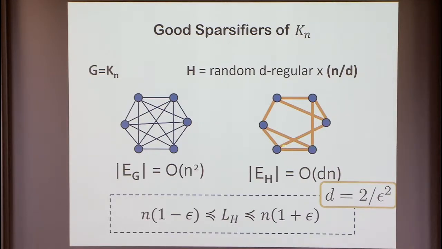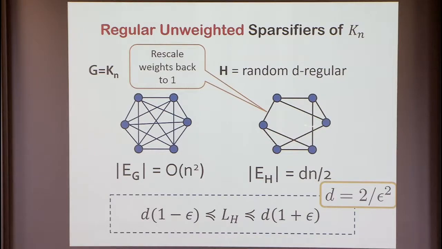And since all the weights are the same, they're all n over d, you should really think of this as an unweighted graph. So if I scale the weights back to 1, then I just scale the eigenvalues down by a factor of d over n. The statement at the bottom is really that if you take d random unweighted matchings, then the eigenvalues are between d times 1 plus or minus epsilon.